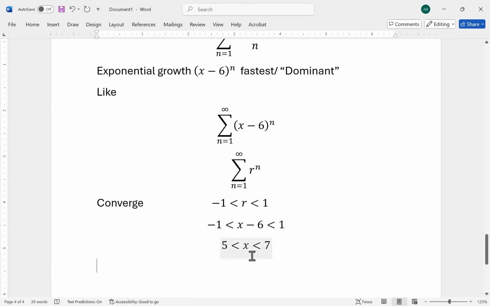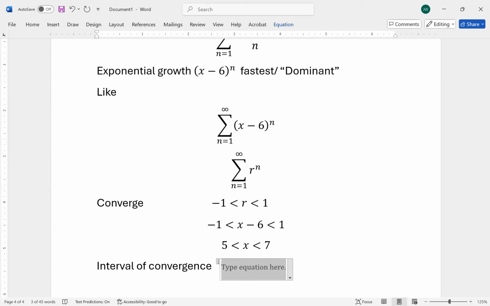Now, the radius of convergence is 1, because if you start at the center of 6, then you move 1 in each direction. So the interval of convergence basically is what I just wrote down. So it is any x value between 5 and 7. You can use interval notation if you want. I typically just use this notation.